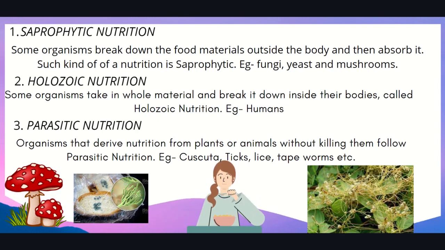The second is holozoic nutrition. Some organisms take in whole material and break it down inside their bodies. That is, they digest the food inside their bodies. This is called holozoic nutrition. For example, humans, other animals like dog, cow, tigers, etc. The third is parasitic nutrition. Organisms that derive nutrition from plants or animals without killing them follow parasitic nutrition. Example, cuscuta or amarbel, ticks, lice, tapeworms, etc.